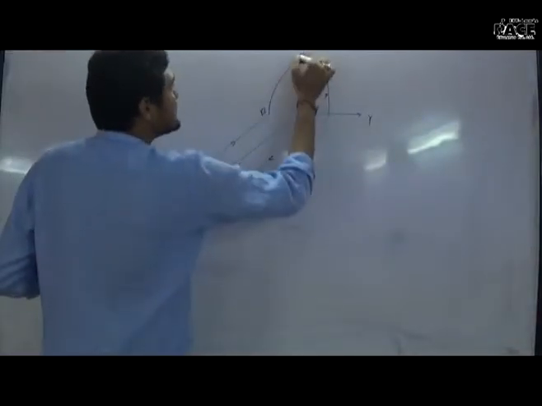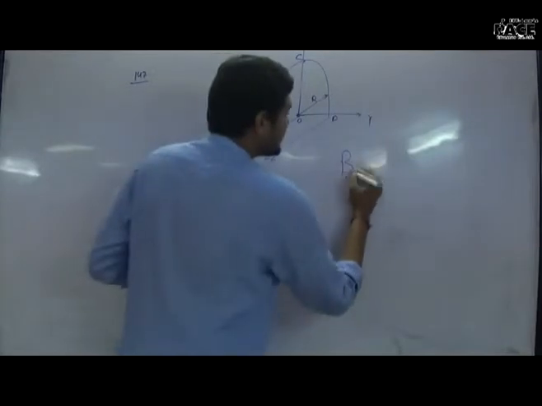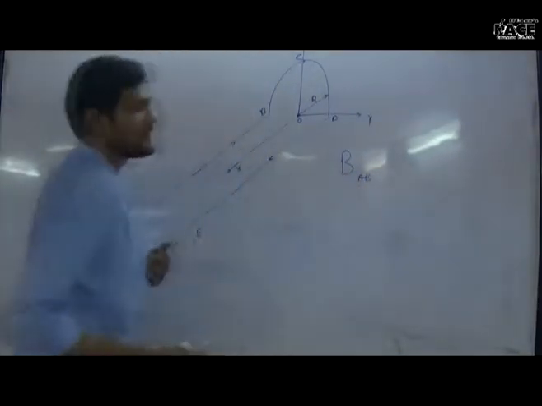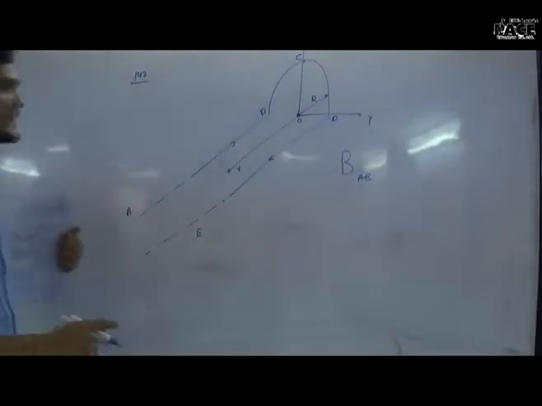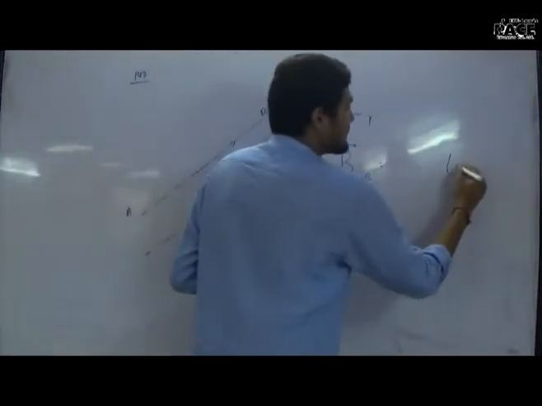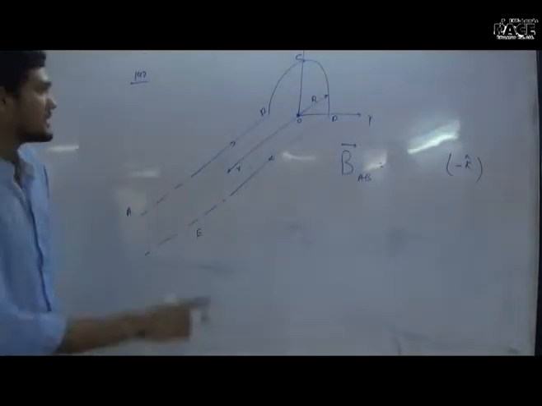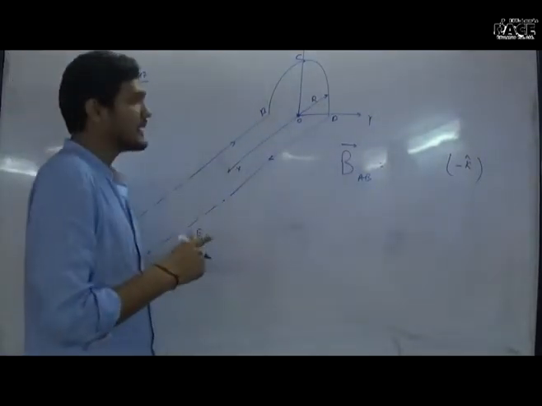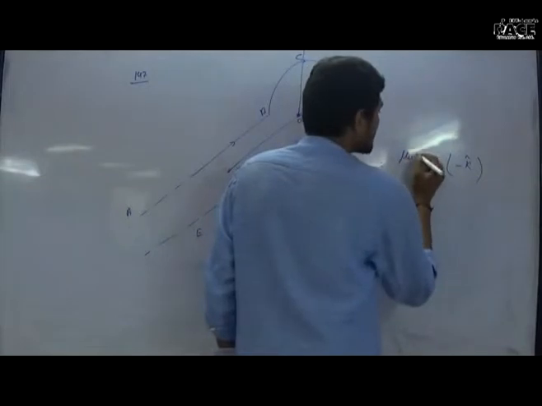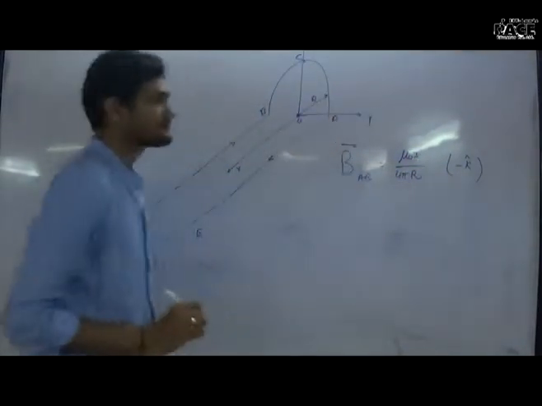Let's name these points A, B, C, D, E. So the magnetic field due to AB, as I explained, is in the downward direction. So the direction is minus k. Now what will be the magnitude of this magnetic field? It's a semi-infinitely long wire, that means the magnitude should be equal to mu naught I upon 4 pi r.